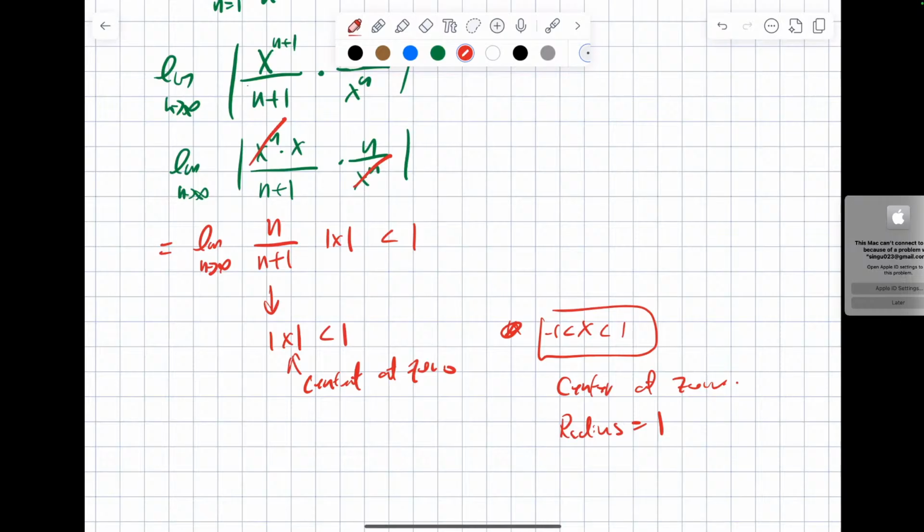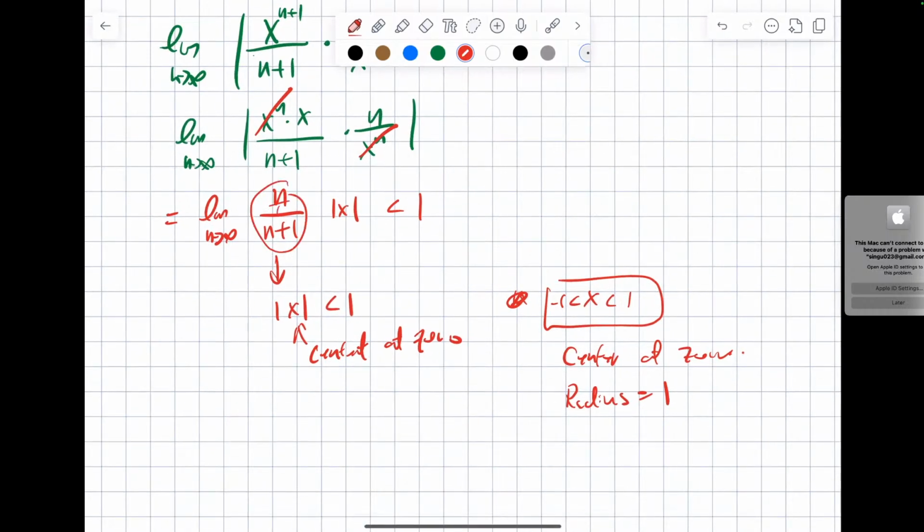Eventually n over n plus 1 is going to be roughly 1. It gets closer to 1 because 1 over 2 is half, 2 over 3 is 0.66, 99 over 100 is 0.99, and 9,999 over 10,000 is 0.9999. So it's going closer to 1, but we assume it's 1. Why? Because we can divide by n, and as n approaches infinity it is equal to 1. So this part is just 1, and I just pay attention to the absolute value of x less than 1.